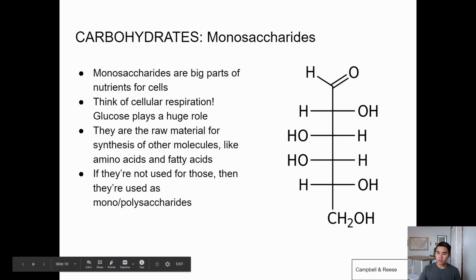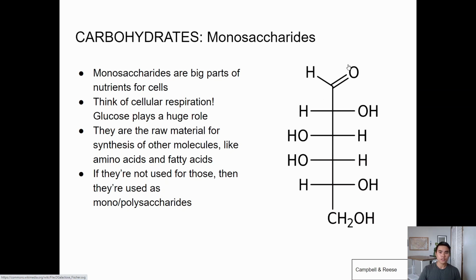Okay, cool. So it has the carbonyl functional group at the end. So you can ask yourself what type of sugar this would be. If you look at the carbonyl group right here, it's located at the end of the carbon chain. So therefore, the type of sugar that this would be is an aldehyde sugar.